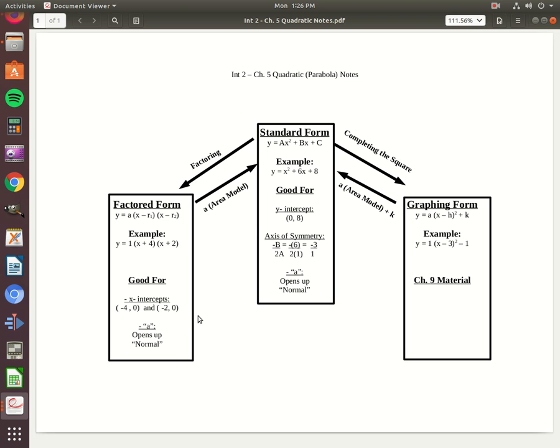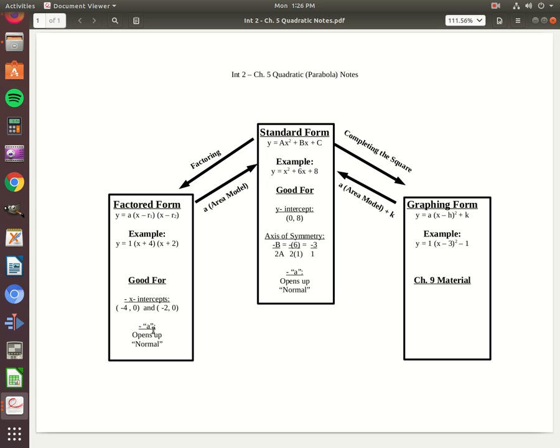Probably going to be jumping around back and forth a little bit. So, Integrated 2, Chapter 5, we're going to continue with parabolas, and what we're really looking at in Chapter 5 is what can we get from the standard form. We know that if we factor using initial factoring or the diamond, that we can get it into factored form and that we can find the x-intercept.